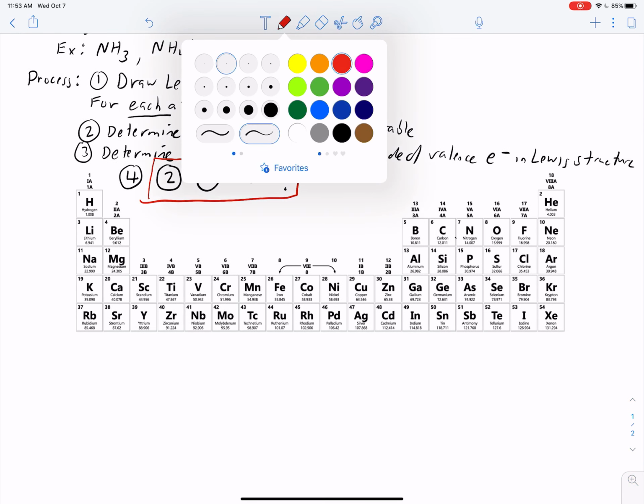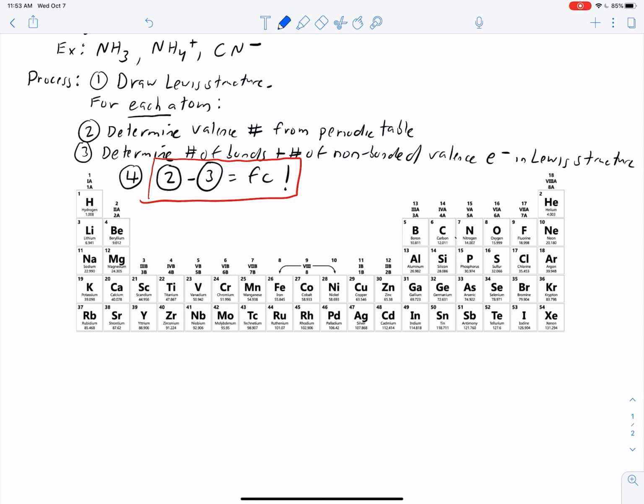Let's start with ammonia, NH3. I invite you to pause here and draw the Lewis structure for yourself from scratch, just to convince yourself that you can do it. I'll pause for 2 seconds. Cool. And so with all these, when I say pause, you can pause it and do your thing.